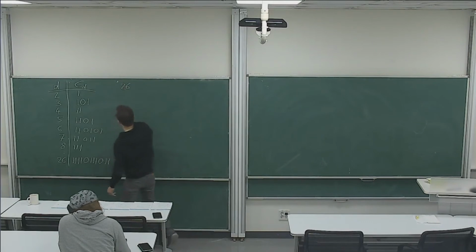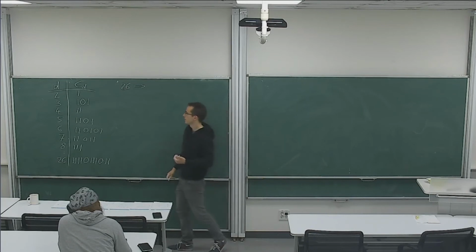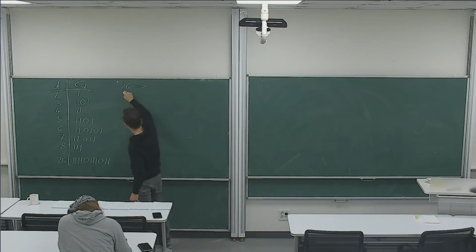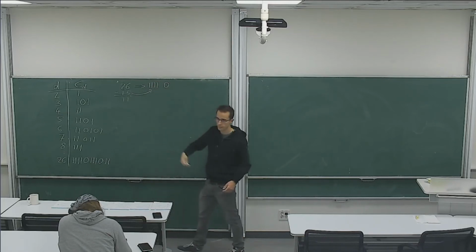So you start with the number 26. You find the largest power of 2 that's not bigger than 26. It's 16. You write down 15. You subtract it, you get 11. And you write down 15 in binary, which is just 1, 1, 1, 1. And then you put a 0. And then you repeat the same thing with 11.